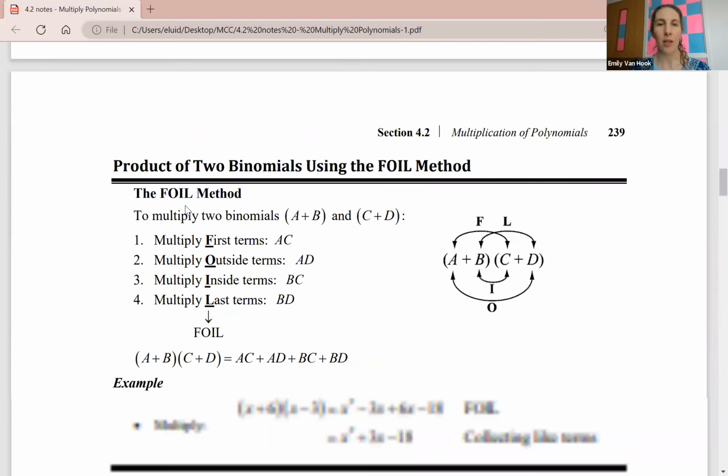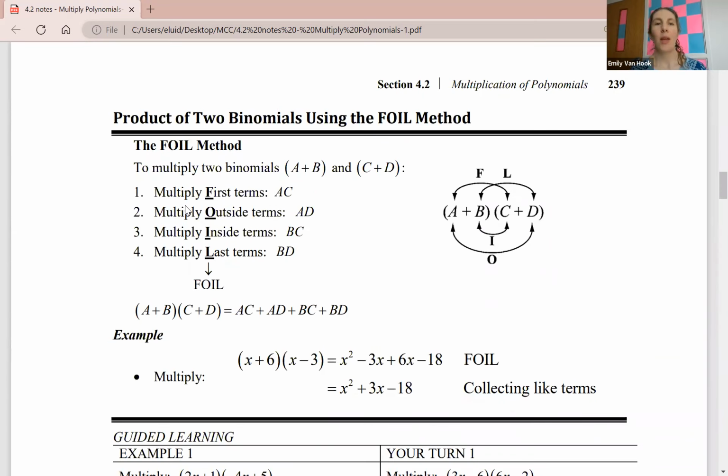We are going to focus on a specific type coming up next. You may have heard this before, using the FOIL method. Those 4 letters stand for something. FOIL stands for first, outside, inside, last. This is specific to when you're multiplying 2 binomials. Bi means 2, so 2 expressions with 2 terms each is when you can use this method.